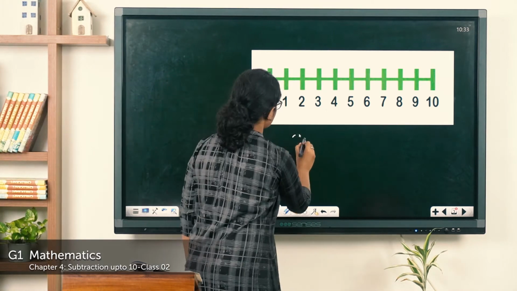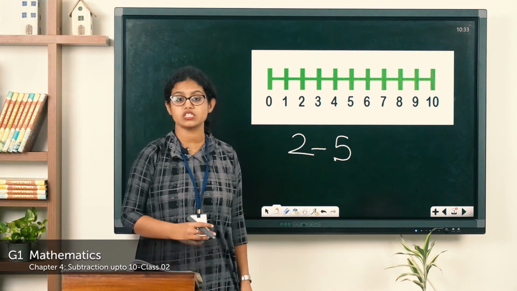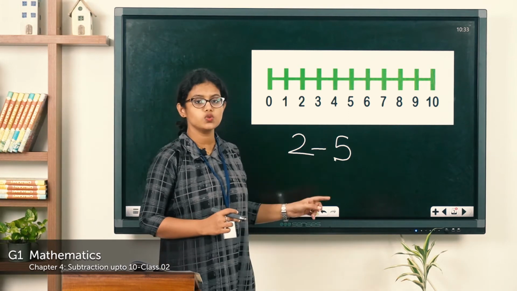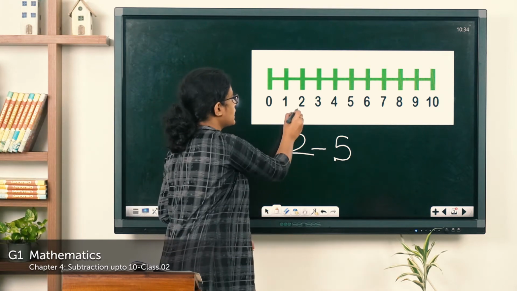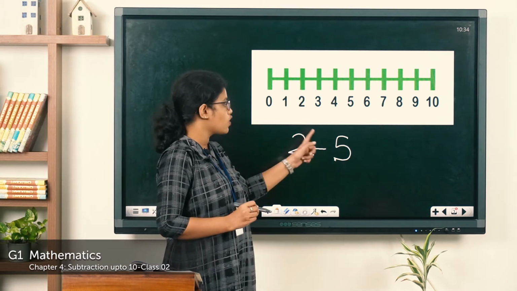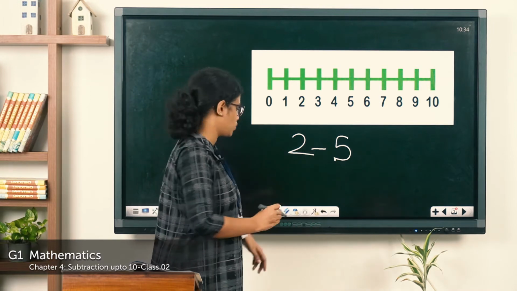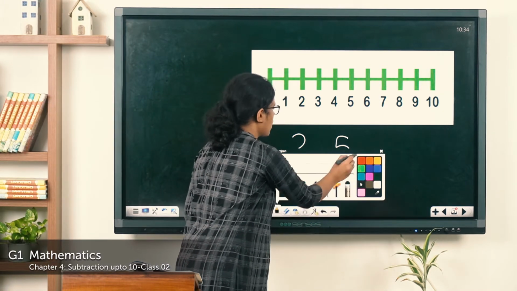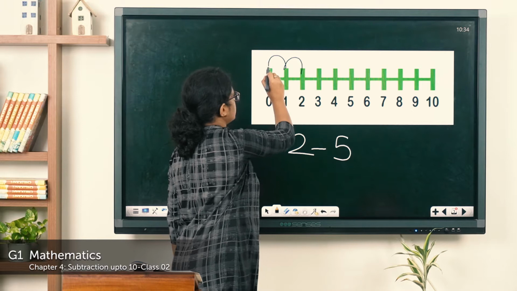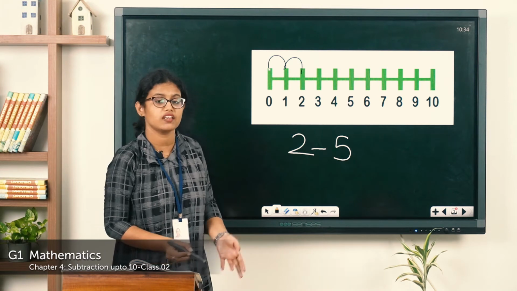Now let's write number 2 minus 5. Okay, so which is the first number? The first number is 2. So we need to look for 2 in the number line. So where is number 2? Number 2 is here. And from there, we need to take away 5 from 2. We need to subtract 5 from 2. So we need to hop how many steps? We need to hop 5 steps. So see, 1, 2. So we have reached at the end. We reached at 0.